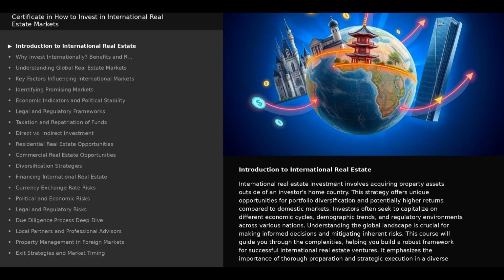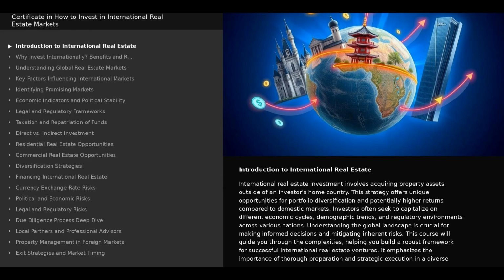Introduction to International Real Estate. International real estate investment involves acquiring property assets outside of an investor's home country. This strategy offers unique opportunities for portfolio diversification and potentially higher returns compared to domestic markets. Investors often seek to capitalize on different economic cycles, demographic trends, and regulatory environments across various nations.